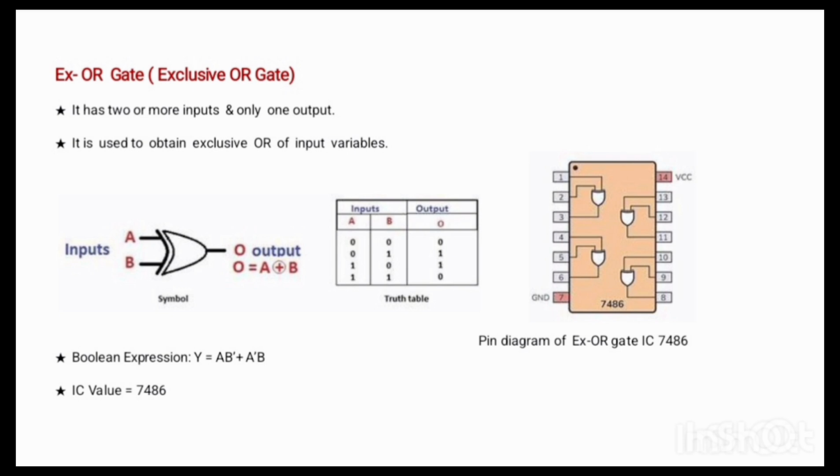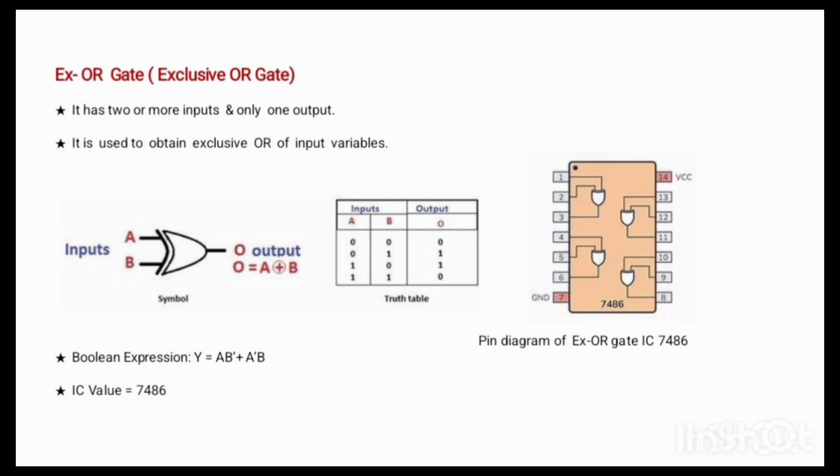This is the pin diagram of XOR gate IC 7486. This is 14 pin IC, 7 pin ground, 14 pin positive VCC. First and second input, third pin will be output. In IC 7486 there are 4 XOR gates. This is whole about XOR gate.